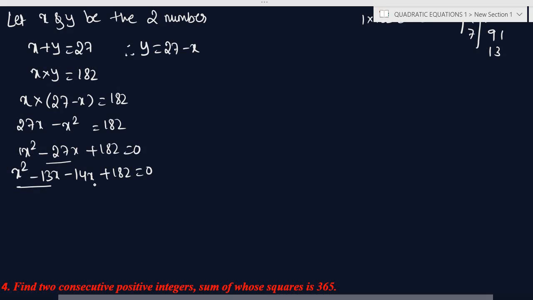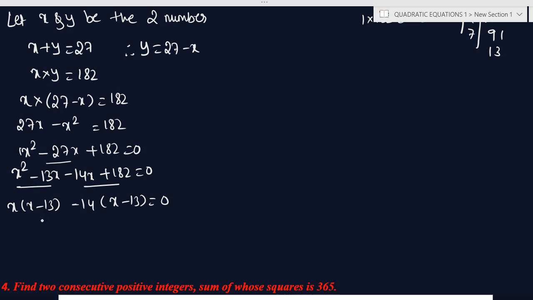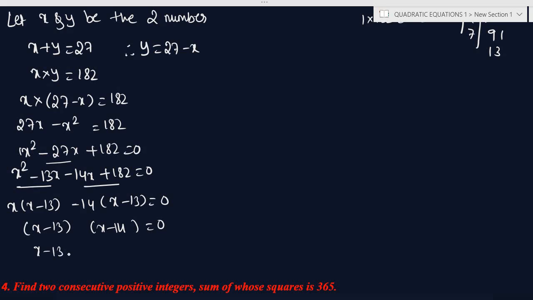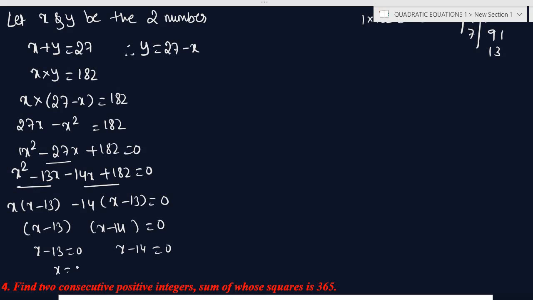Here I take x common, and here I take minus 14 common: x into x minus 13, minus 14 into x minus 13. Minus 14 into x is minus 14x, and minus into minus, plus 14 into 13 is 182. Now the common factor is x minus 13, so x minus 13 into x minus 14 is equal to 0. x minus 13 is equal to 0, x minus 14 is equal to 0, so x is equal to 13, x is equal to 14.